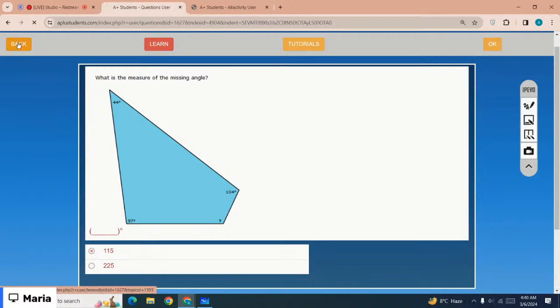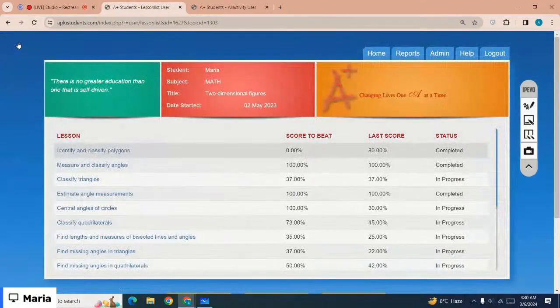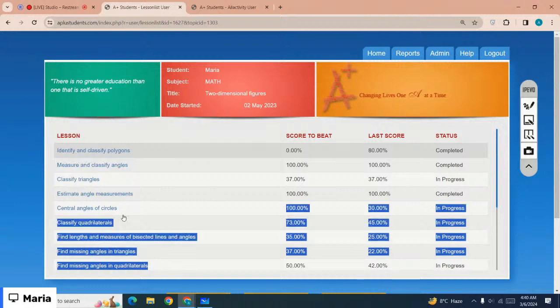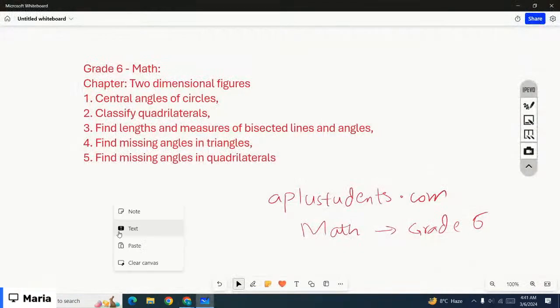Okay, you can complete the lesson by yourself later today. So, we were working on grade 6 maths. The chapter we were working on is two dimensional figures, and the lessons we have covered today are central angles of circles, classify quadrilaterals, find lengths and measures of the bisected lines and angles, find missing angles in triangles, and the one we have just finished is find missing angles in quadrilaterals, right? So please make sure before the next session you complete all the practice questions for the lessons we did today. That is your homework until next session, right?